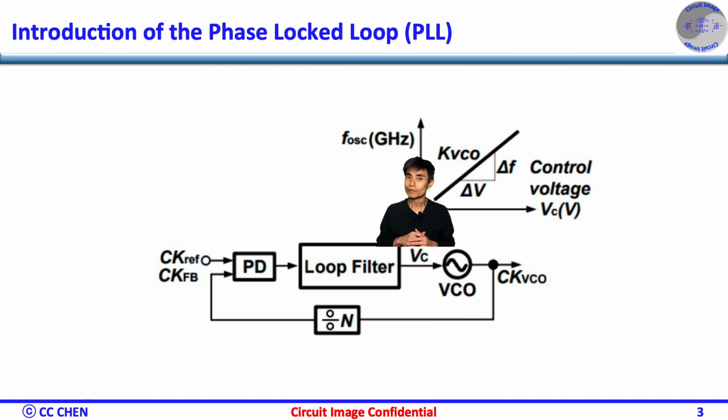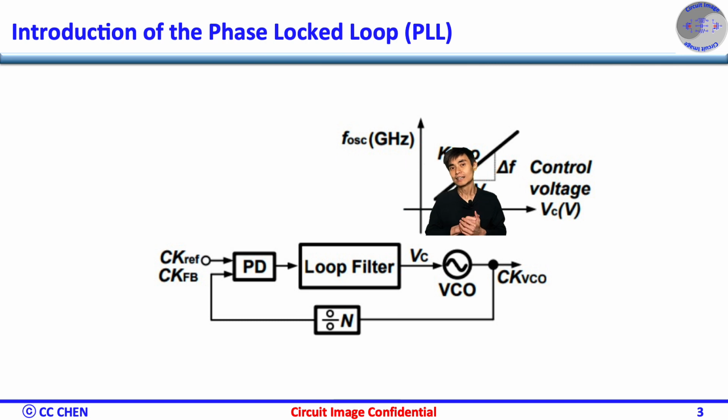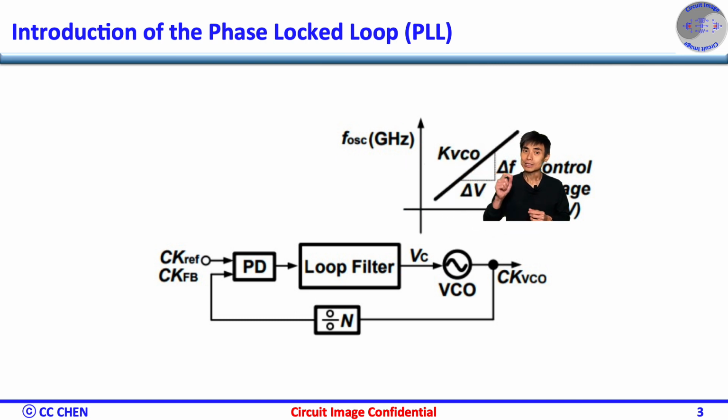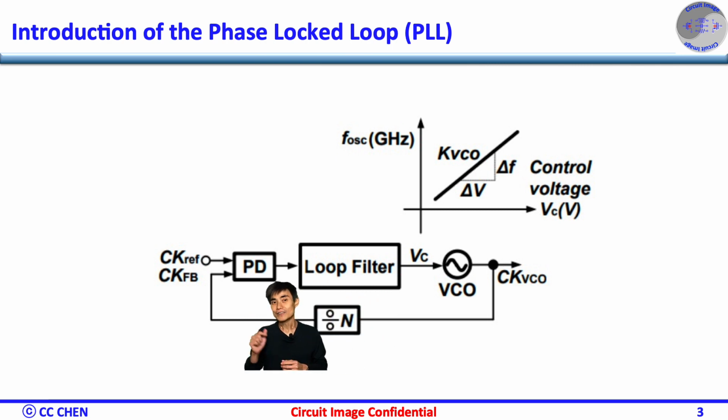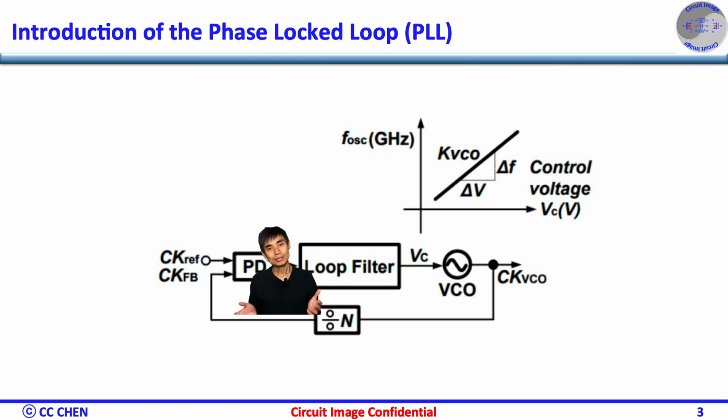If the phase of the VCO is late, the VC will increase to speed up the VCO's frequency. Since the phase is the integral of the frequency, the VCO's phase will be earlier to make the divider's output phase earlier, and vice versa. Therefore, the PLL in a steady state should maintain frequency lock to a reference signal by this negative feedback system.